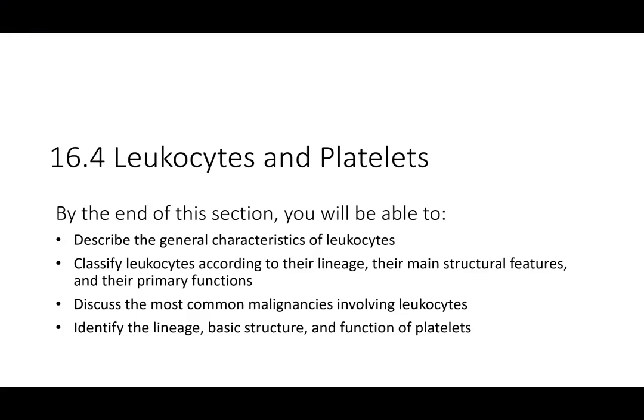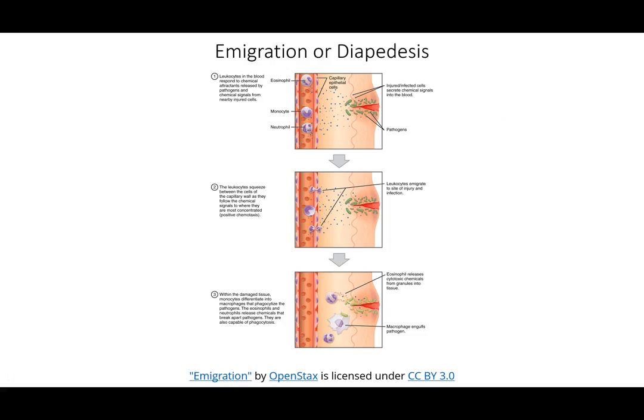All right, we are continuing our lectures on blood, and in this video, we're going to talk about leukocytes and platelets. So we'll look a little bit at their general characteristics and some of the things that could potentially go wrong with them. But again, we're not going to get into too much detail about leukocytes right now. We'll cover them in a little bit more detail when we do the immune system chapter.